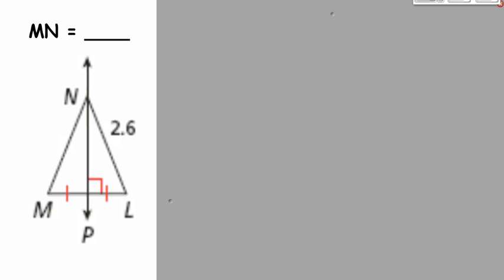All right, so let's see what we got going on here. Trying to figure out the distance of MN. Well, looking at my drawing, I can see that I've got a perpendicular sign here, and I also have two congruent line segments. So that tells me that this line is the perpendicular bisector, which also tells me that this line segment and this line segment have to be congruent because this point is on the perpendicular bisector. So because that is true, since the segment on the right is 2.6, this one also has to be 2.6.